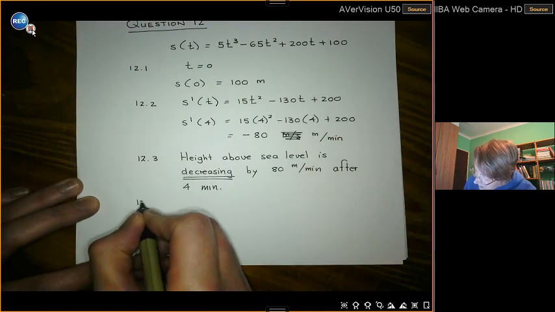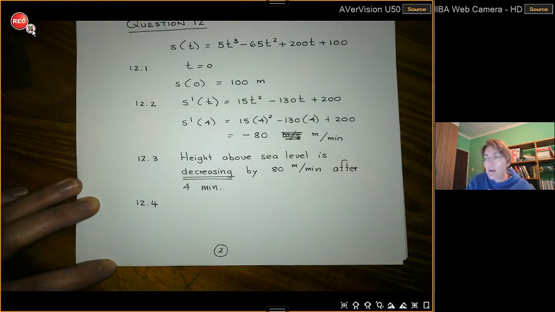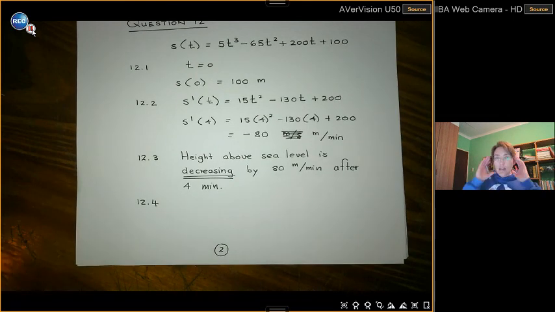Okay. Then 12.4, they ask, how many minutes after the journey has started will the rate of change of height with respect to time be a minimum? So they're saying, how many minutes after the journey has started will the rate of change of height with respect to time be a minimum? Now, this is a horrible question just because of the language. And the reason I say it's a horrible question is because normally the way they would ask this question is they wouldn't ask where will the rate of change be a minimum. They will say where will the height above sea level be at a minimum.